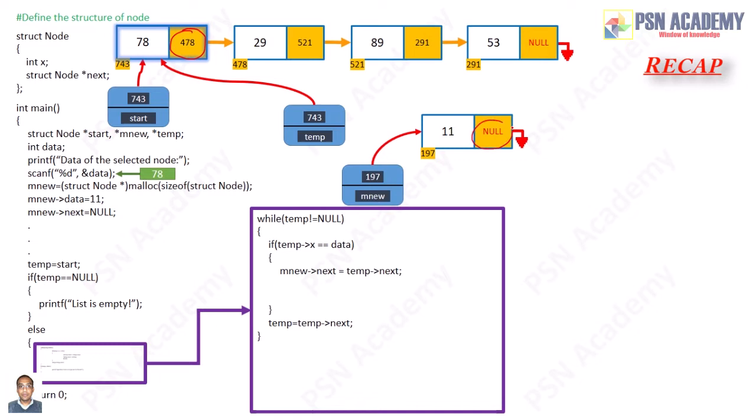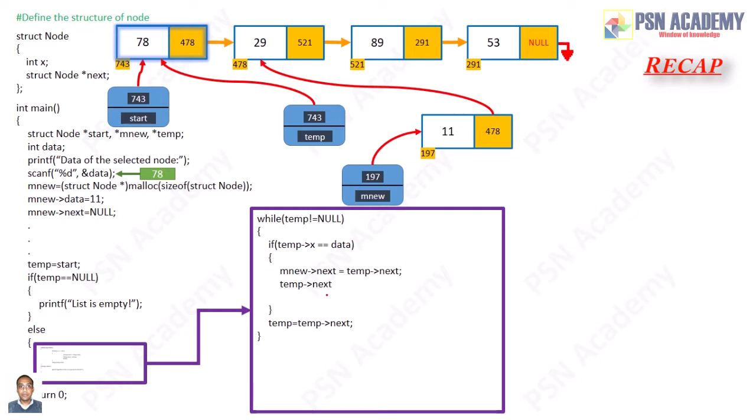So m new next is this part. So we write 478, and as soon as 478 is written here, the null pointer vanishes and it starts pointing to the node at 478. Now temp is standing here, so temp's next is 478. Now this next pointer should point to the new node at 197, so that this becomes the second node and this becomes the third node.